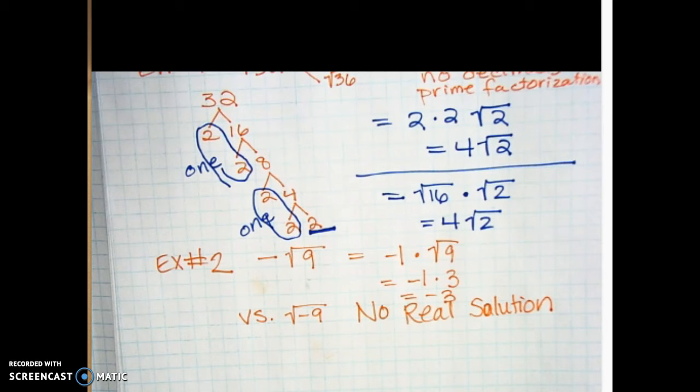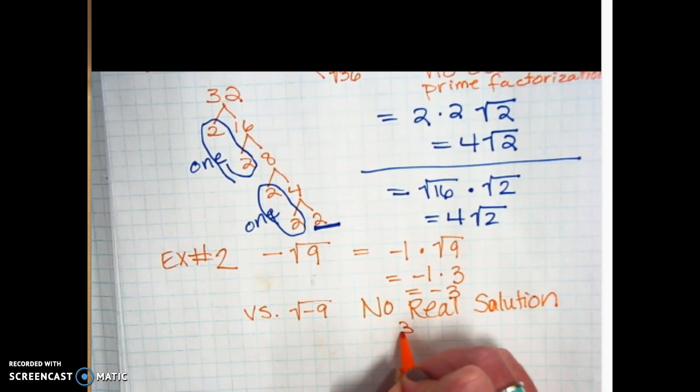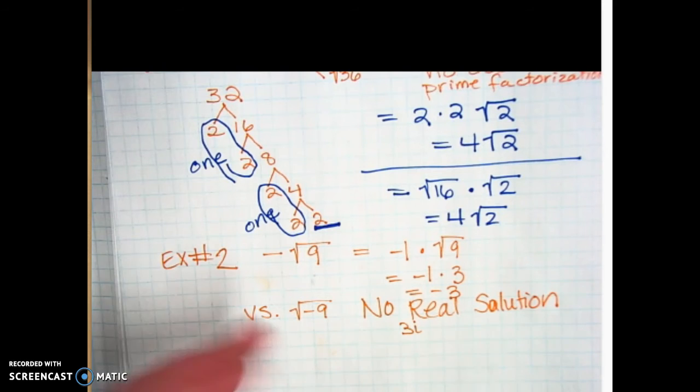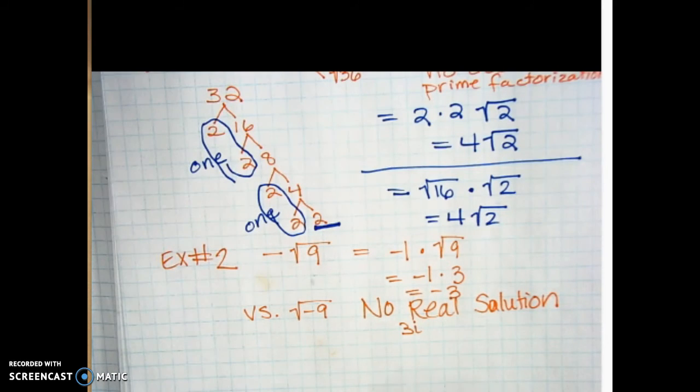Okay? The reason is there's an imaginary solution to this problem. Anybody know what it is? What is it? 3i. Yes, it's 3i. And we're going to get there in the next, I believe it's section 2, but in the next couple lessons. Okay?